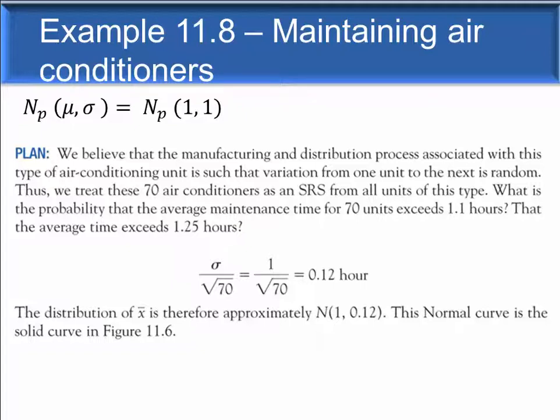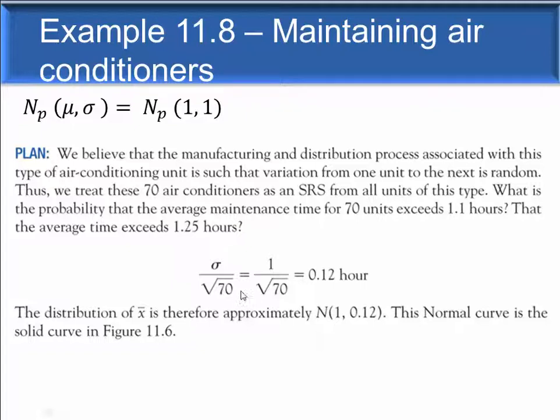Now we've also learned that there is a relationship between the standard deviation of the population distribution and the standard deviation of the sampling distribution of the sample means. That relationship is that if we take the standard deviation of the population and divide it by the square root of the number of items in our sample, that's going to give us the standard deviation for the sample.